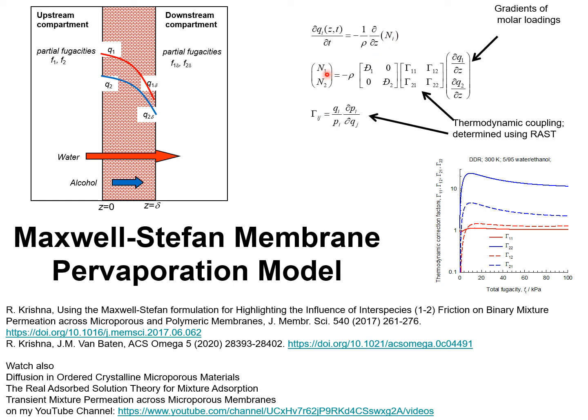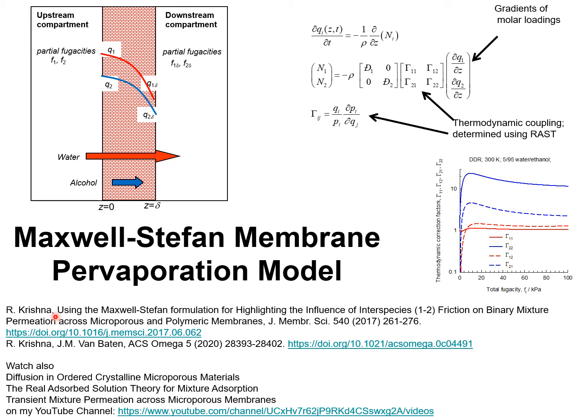The fluxes N1 and N2 for water and alcohol are related to the gradients of the component loadings by the Maxwell-Stefan diffusion equations written here, where D1 and D2 are the Maxwell-Stefan diffusivities of components 1 and 2. In addition, we have a two-dimensional matrix of thermodynamic correction factors. These factors are of paramount importance in the modeling of water alcohol permeation across zeolite membranes. The elements of this matrix of thermodynamic correction factors can be determined using the real adsorbed solution theory.